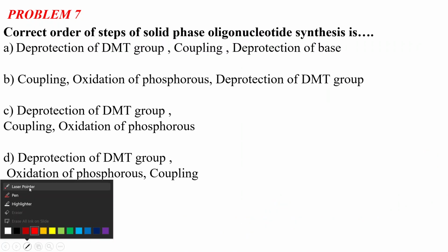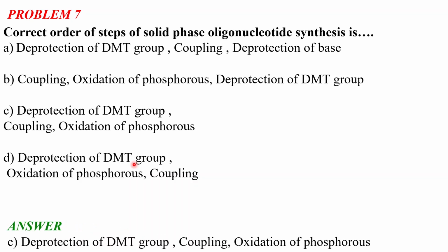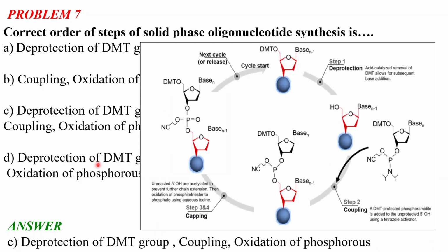Yeah. So the correct answer is number C. Okay. Deprotection of the DMT group, coupling, and then oxidation of the phosphorus. So that is the correct answer. Now let me show you. So this is the complete cycle.